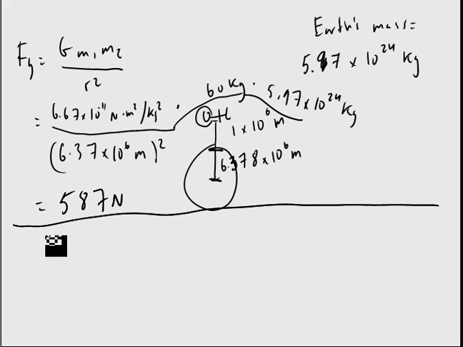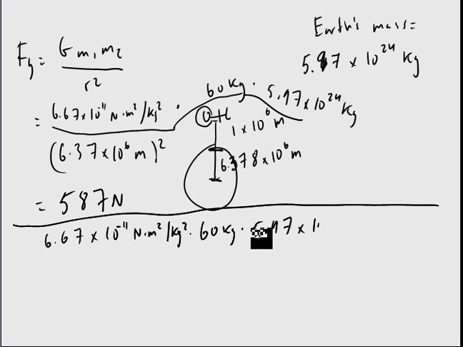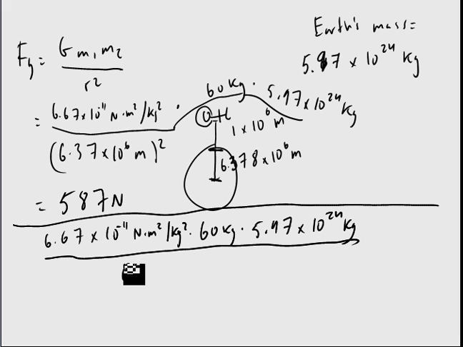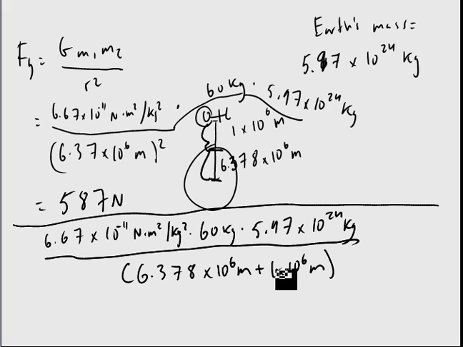So let's redo this calculation, but with our new R. So it would be 6.67 times 10 to the negative 11 Newton meter squared over kilogram squared. Right, the masses aren't changing here, so 60 kilograms times 5.97 times 10 to the 24 kilograms divided by, okay, here's the different part. Our R now is this whole distance here, okay? So it's going to be 6.378 times 10 to the 6 meters plus 1 times 10 to the 6 meters. That whole thing squared. And that's going to give us 439 newtons.